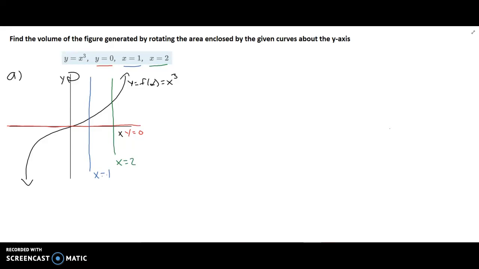Hello again. In this video, we have another volume by integration problem. This time, though, we are given the curves listed here and told to rotate the region enclosed by those curves about the y-axis, and then find the volume of the resulting figure.